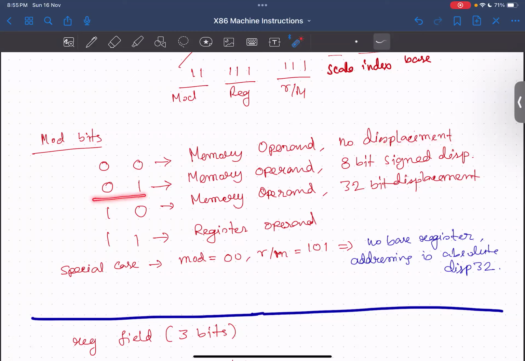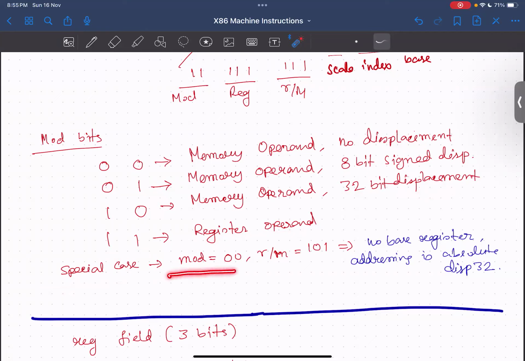Similarly, if it is 01, again there will be a memory operand, but along with it you will have an 8-bit signed displacement. Similarly, for 10, you are going to use a memory operand in your instruction, and there will be a 32-bit displacement attached to it. And at the end, if the mod bits are 11, then there is no memory operand, all are register operands.